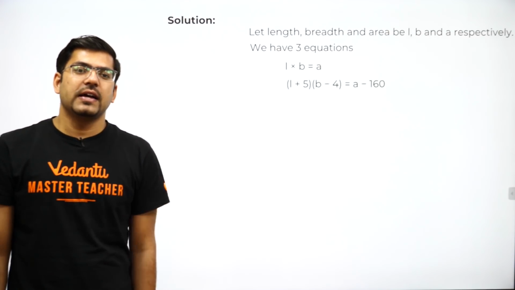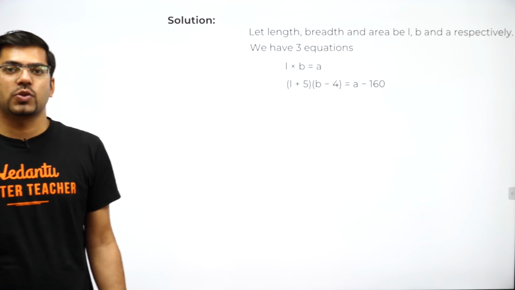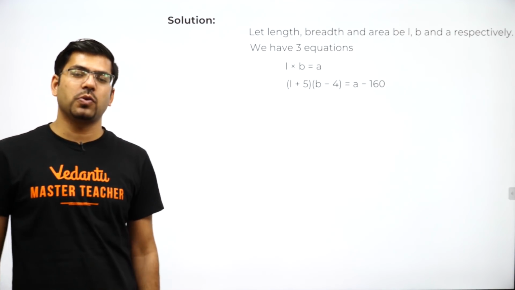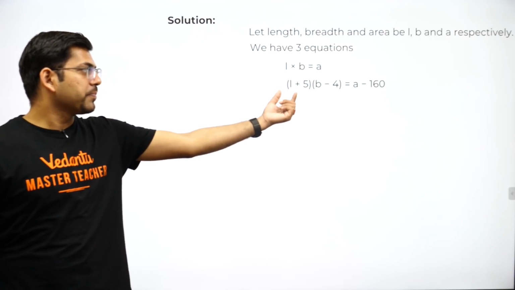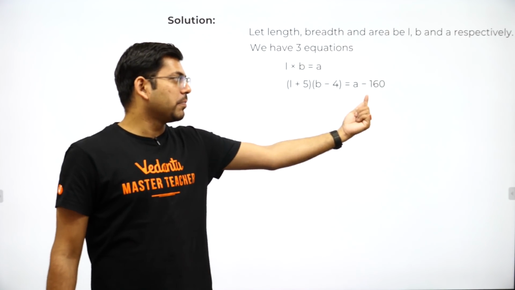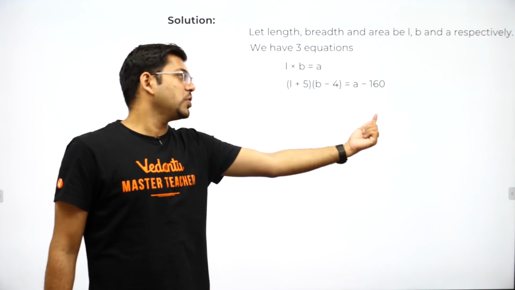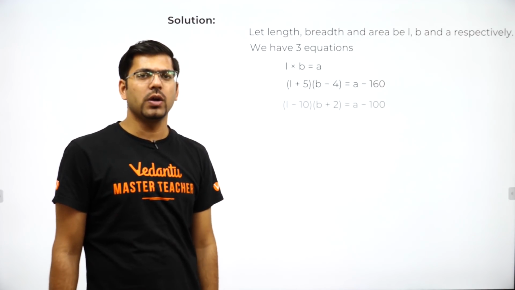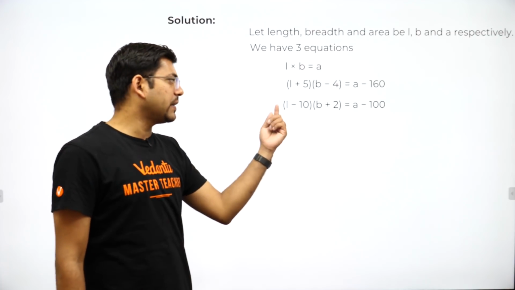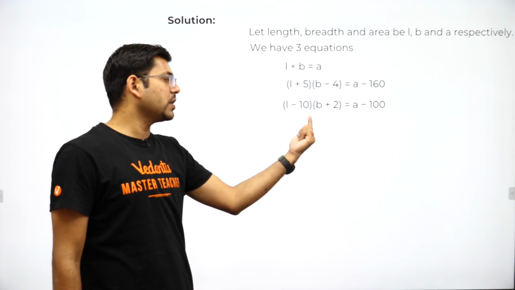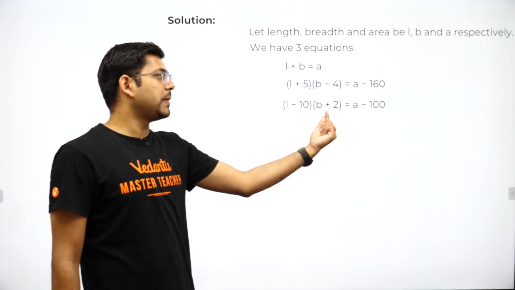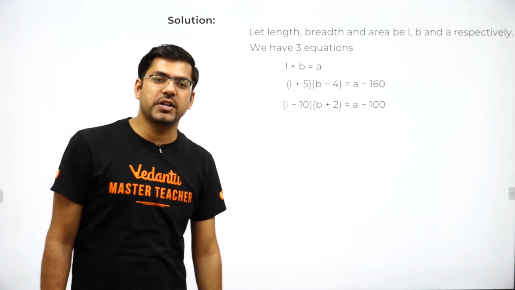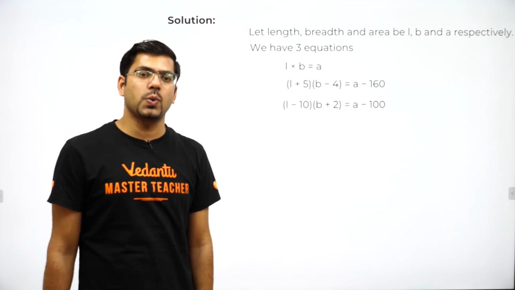Next, the length would be increased, so L plus 5, and the breadth would be decreased by 4 meters, so it would be B minus 4. Multiplying both of them, we will be getting area, but that would be reduced by 160, so initial area A minus 160. Now writing the next equation: length decreased by 10, so L minus 10, into breadth increased by 2, so B plus 2, is equal to area minus 100, because area is reduced by 100 meter squared.